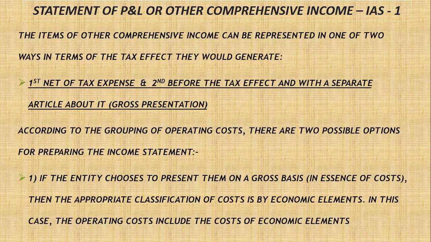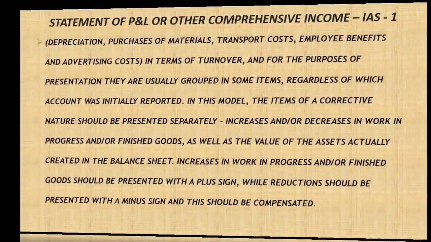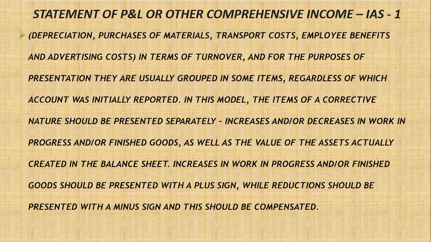In this case, the operating costs include the cost of economic elements: depreciation, purchase of material, transport costs, employee benefits, and advertising costs. In terms of turnover and for the purpose of presentation, they are usually grouped in some items, regardless of which account was initially reported.